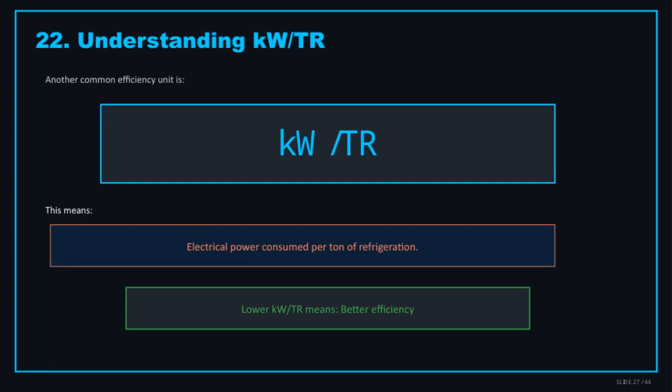Let's talk about kW per ton of refrigeration, or kWTR for short. This number tells us how much electrical power is used to produce 1 ton of cooling. The lower the kWTR, the better the efficiency. In other words, less energy is needed to achieve the same cooling effect. It's a key metric for comparing systems and understanding their performance. We'll explore this unit more, so we really get what it means for efficiency.